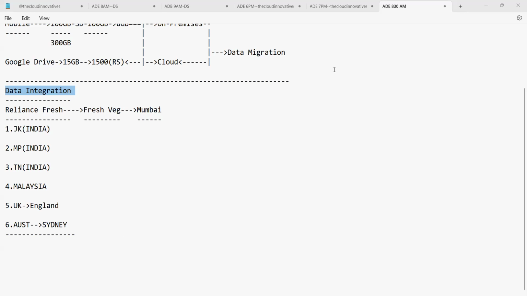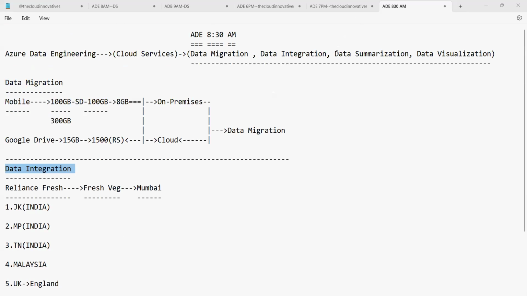That's it. Now the next one, guys. What is the next process you have? Data summarization. So let's try to understand the same here.